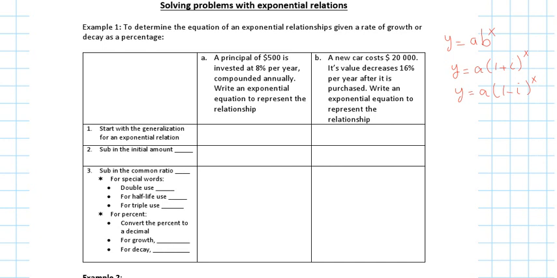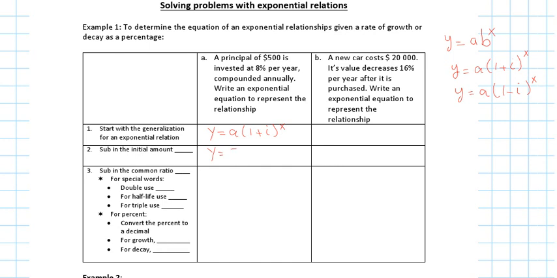So the first example says a principal of $500 is invested at 8% per year compounded annually. Write an exponential equation to represent the relationship. Okay? So first, what formula do you want to use here? The growth one? The growth one with the 1 plus i, right? So I have to use y equals a 1 plus i to the power of x. What is my initial amount? 500. So I'm just showing you step by step here what you need to do.